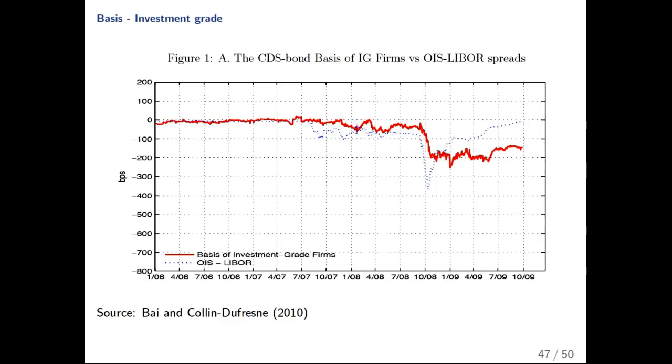Here is the CDS bond basis for a group of investment-grade firms. In the blue dotted line, I'm plotting the OIS LIBOR spread, which is the difference between collateralized and uncollateralized borrowing in the interbank market. That number is typically negative, with LIBOR being higher than the OIS rate because it's uncollateralized and risky. At the same time, I'm showing the CDS bond basis for investment-grade firms, which is negative as well.